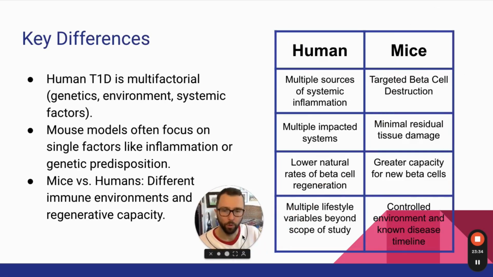So here's a quick little grid here. Again, we're operating under the assumption that I have arrived at, that human type 1 diabetes is multifactorial. There's a lot of different things at play: genetics, environment, systemic factors, nutrition, you name it. Mouse models are focusing on single factors like inflammation or genetic predisposition. And this is by design, right?